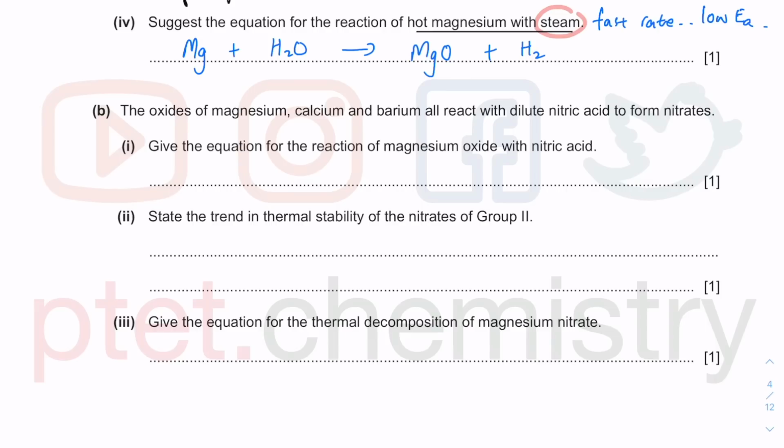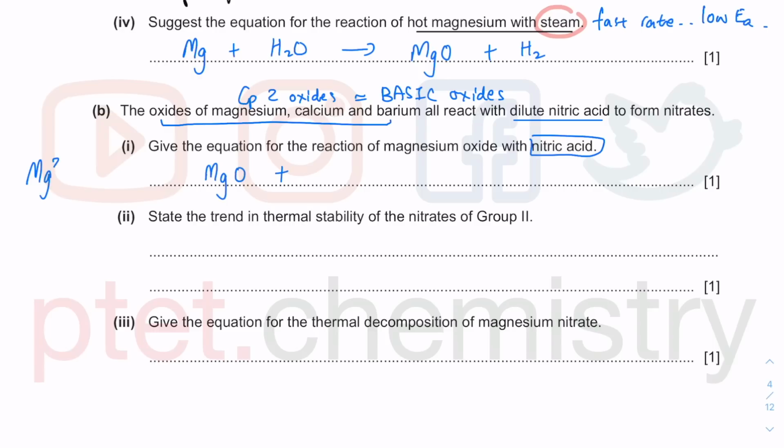The next bit: the oxides of magnesium, calcium, and barium all can react with dilute nitric acid, because group 2 oxides are all basic oxides. We know from our O-level, GCSE as well as IGCSE level chemistry that basic oxides can react with acid. In this case, you have magnesium oxide, Mg2+ and O2-, with H+ and NO3- from nitric acid. Your salt is going to be magnesium nitrate, Mg2+ NO3-.